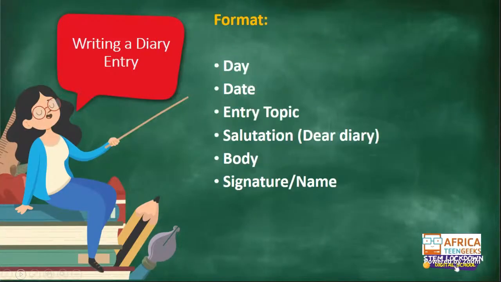Right, let's quickly recap the formats. You would start with your day, then you would have your date, then your entry topic, which is usually a sentence that gives us insight as to what your diary entry will be about. You would then have your salutation, which is the diary, a body, and a signature or name. Very easy, right? This diary entry revision is quite easy.